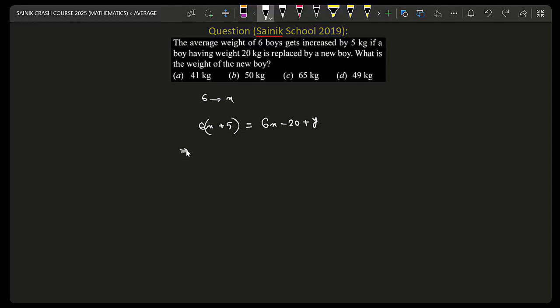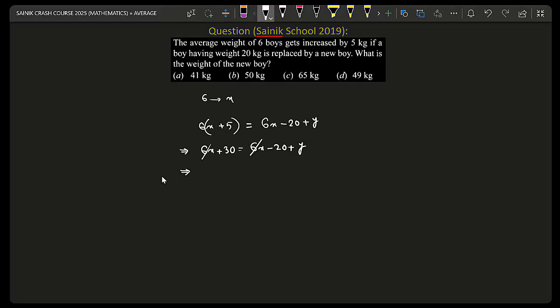Yes, sir. How to simplify this? Sir, 6x plus 30 is equal to 6x minus 20 plus y. You multiply 6 inside using the distributive property. Any cancellations on both sides? Sir, 6x cancelled. Okay, next transposition, what will you do?